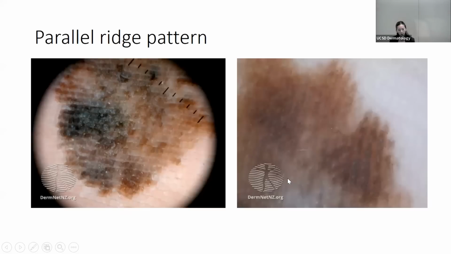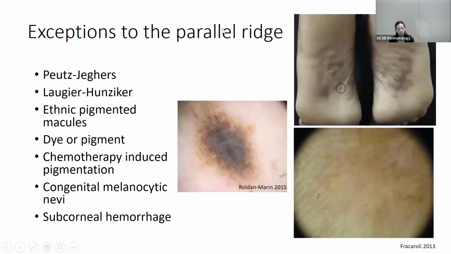The parallel ridge pattern is usually a worrisome thing. These are acral melanomas where here, again, you see the acrosyringia, so you know that this is a ridge and the pigment is throughout the whole ridge. There are some exceptions to the parallel ridge pattern. So these are all benign things that sometimes you'll see parallel ridge pattern with.